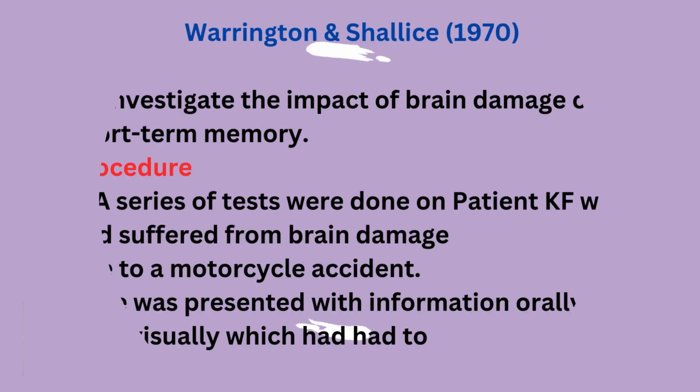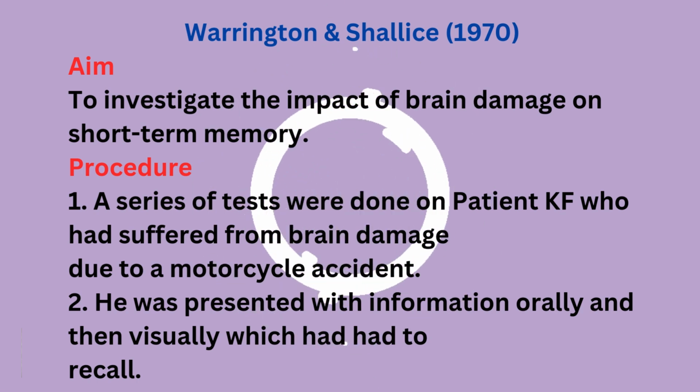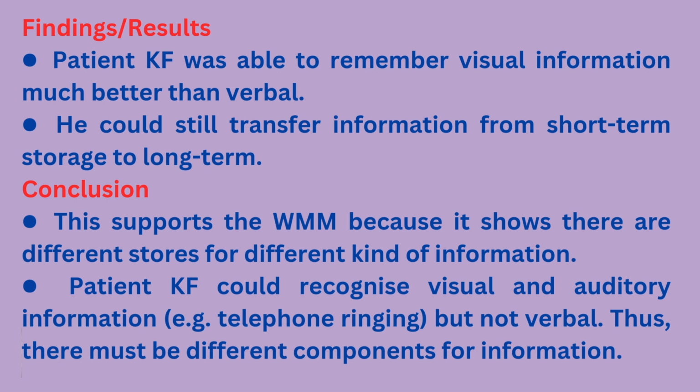So the Warrington and Shallice 1970 study: the aim of the study was to investigate the impact of brain damage on short-term memory. The procedure was a series of tests conducted on patient KF, who had suffered brain damage due to a motorcycle accident. He was presented with the information orally and then visually, which he had to recall. The findings were that patient KF was able to remember visual information much better than verbal. He could still transfer information from short-term storage to long-term storage.